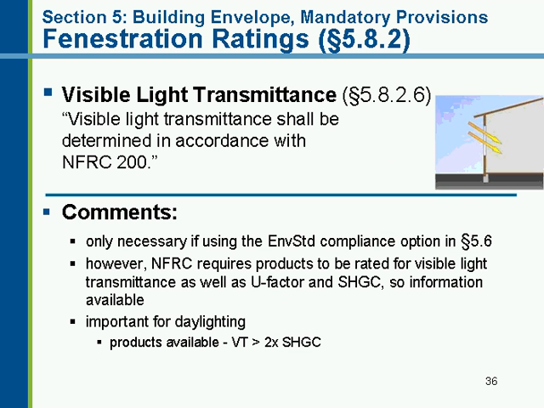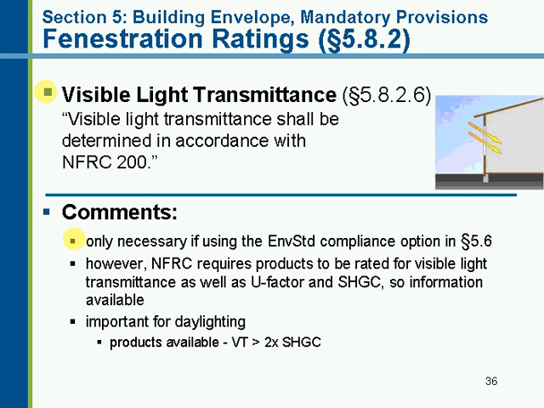Last item, I did want to mention visible light transmittance. There is not a specific requirement in the prescriptive path that you comply with visible light transmittance characteristics. But if you go through the ENV STD compliance option, then you do have to show what the visible light transmittance is. And here, that must be determined in accordance with NFRC 200, like the solar heat gain coefficient.